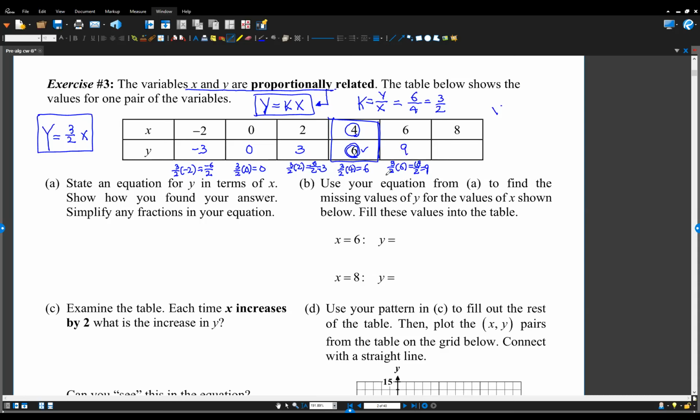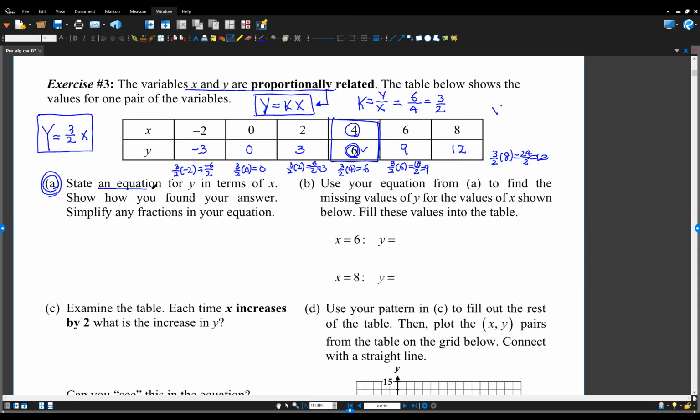What is the value of y when x equals 8? 3 over 2 times 8, that is the value of y. 3 times 4 is 24, over 2 is what? 12. When x is 8, y is 12. That's the graph. Can anybody understand? All right, now we check the questions one by one once more.